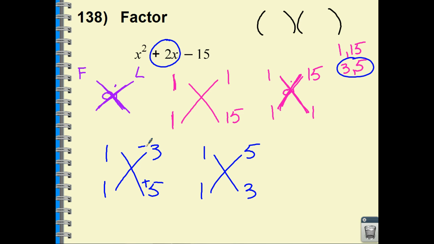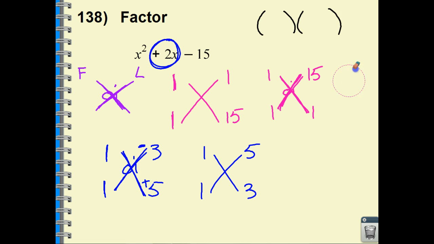Now let's check that. If I multiply straight down, I get 1 times 1 is 1x squared. My last term down, I'm going to get negative 3 times positive 5, which gets me my negative 15. So that works out. And it's all going to come down to the center sum of this cross product. Well, what's 1 times 5? That's positive 5. What's 1 times negative 3? That's negative 3. When I add them together, I am going to get my center of a positive 2.